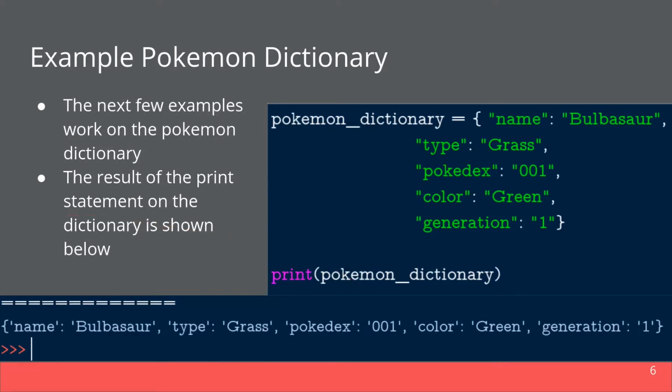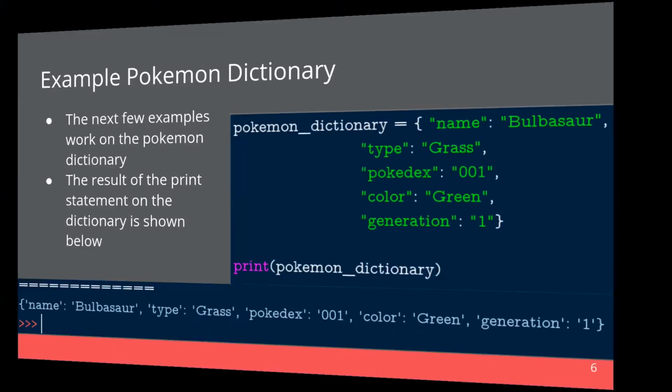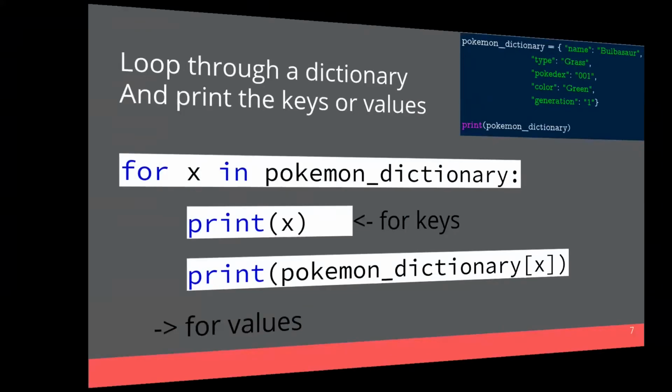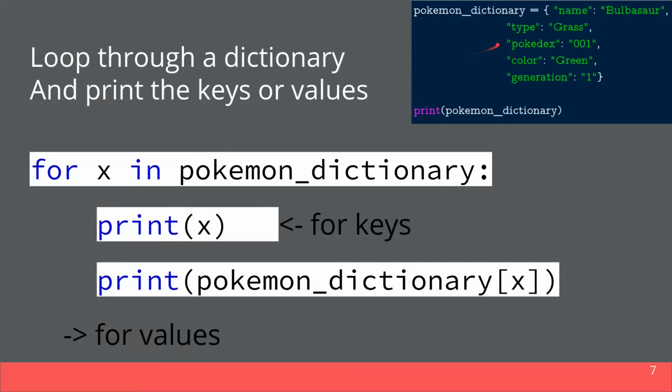So let's look at how we can perform some kind of an operation on the dictionary. Here we have a for loop, and I've put the dictionary in smaller text up at the top here. So for X in Pokemon dictionary, print X. And what that will do is only print out the keys in the dictionary, such as name, type, Pokedex, color, generation.